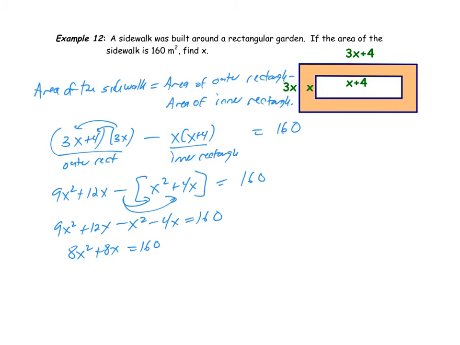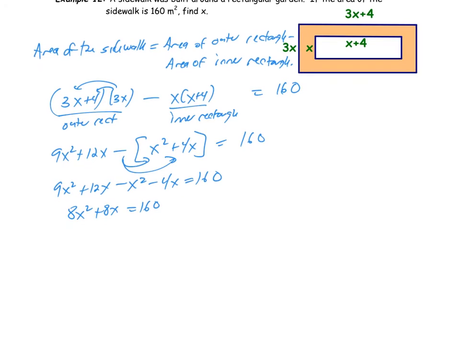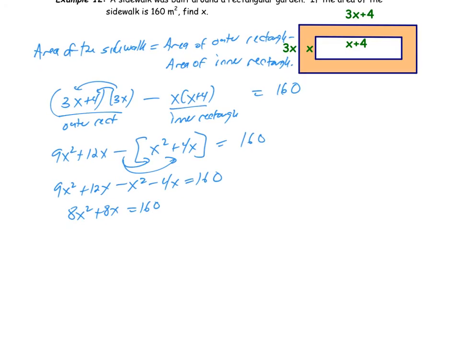I'm going to put everything on one side of the equation, so I'll subtract 160 from both sides of the equation. So we will have 8x squared plus 8x minus 160 equals 0. Each one of these coefficients is divisible by 8, so I'll divide both sides of the equation by 8, which will leave us with x squared plus x minus 20 equals 0.